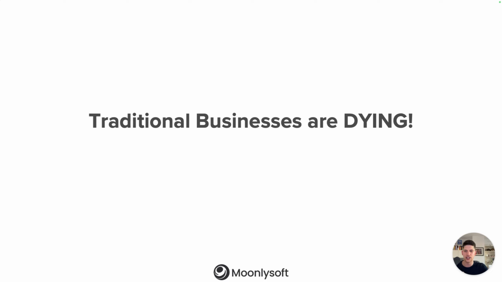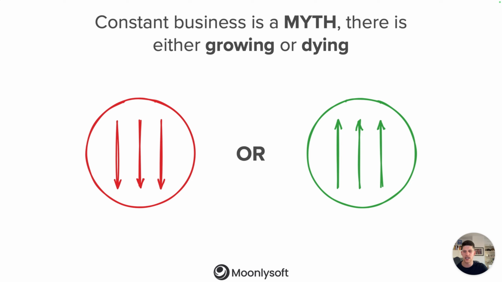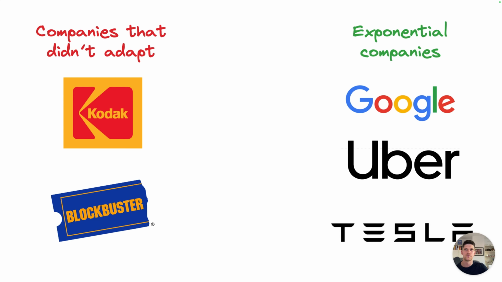Businesses that are in a traditional way are dying. And the reason for that is because there is no constant in a business. You either grow or you die. We have tons of examples where we can see that companies that didn't adapt just vanished. And we have even more examples, especially nowadays, where we can see companies like Google, Uber, Tesla, and many more that used technology to their advantage and unlocked an exponential growth.